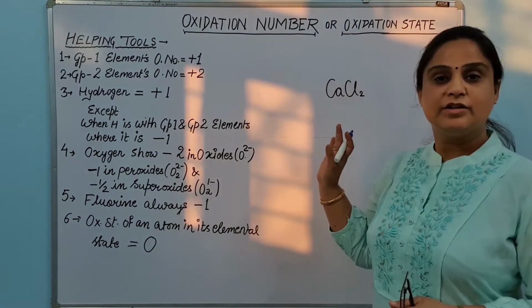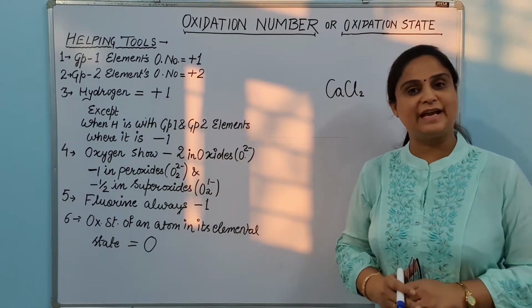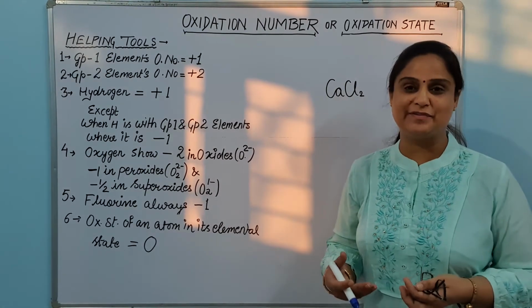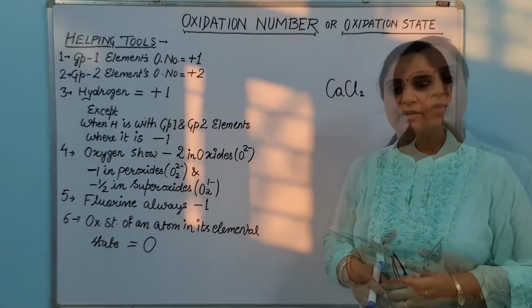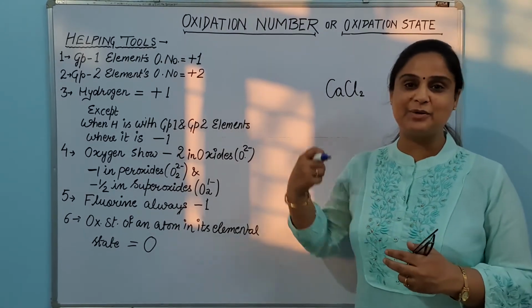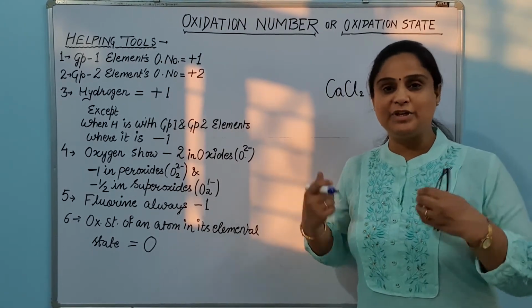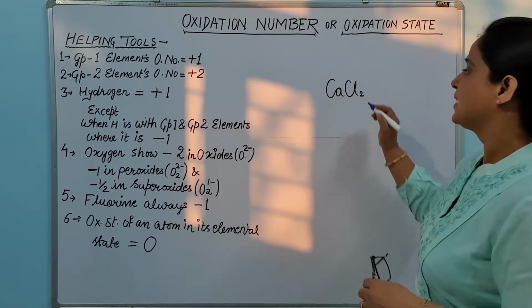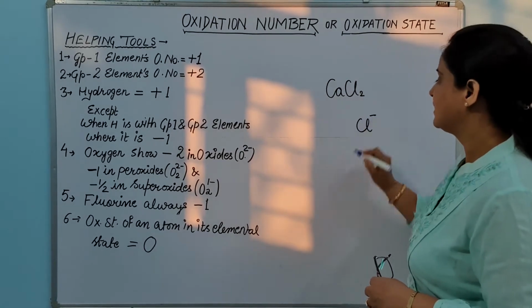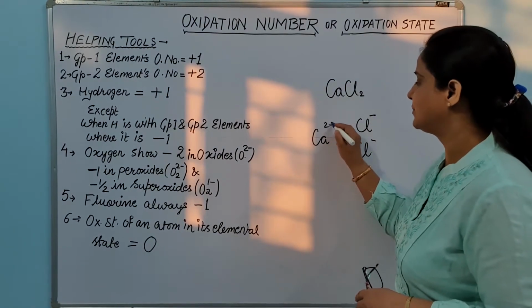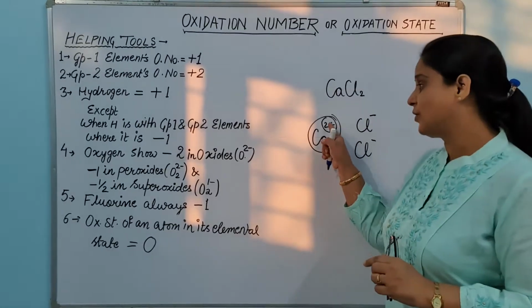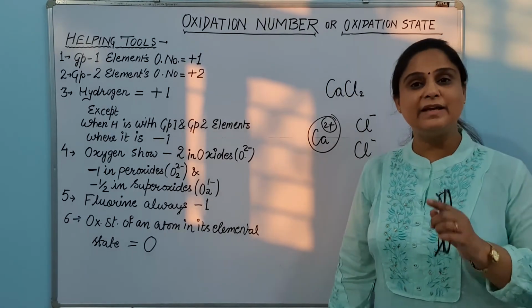Fine. So look at this compound, calcium chloride. I am going to give you the definition using this formula. So here we have calcium chloride. What will happen if I remove both the chloride ions from the calcium? What will be left out? Let's see. If I am removing one Cl minus and another Cl minus, what will be left out? We will be left with Ca plus 2. So this is the oxidation state of the calcium in calcium chloride.